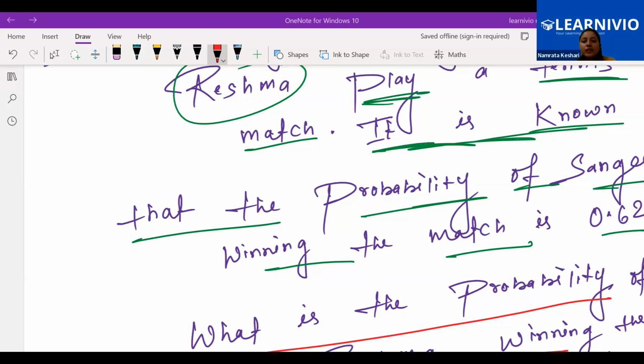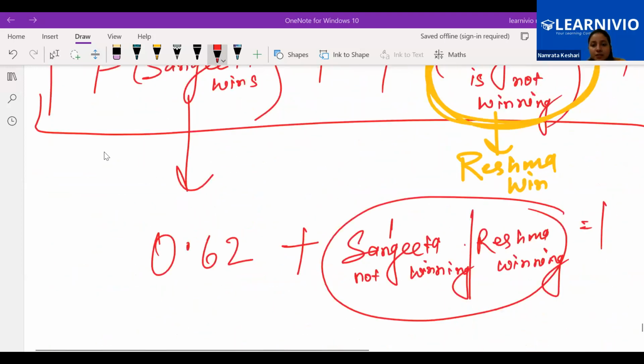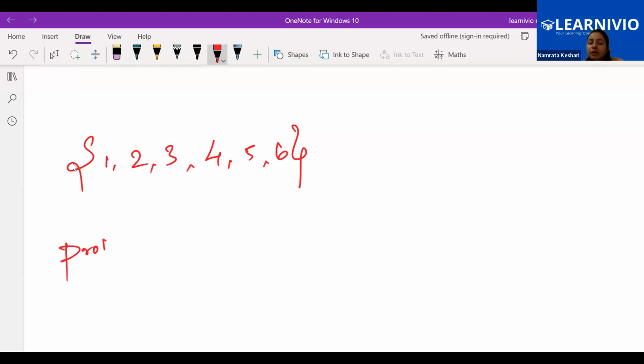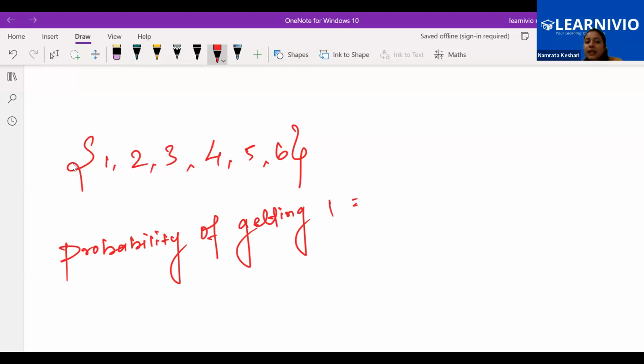Now suppose we are rolling a die. One more concept is there. Then we will summarize everything. Suppose we are rolling a die. The outcomes can be 1, 2, 3, 4, 5, 6. Now what is the probability of getting 1? Please tell me what is the probability of getting an outcome as a 1?